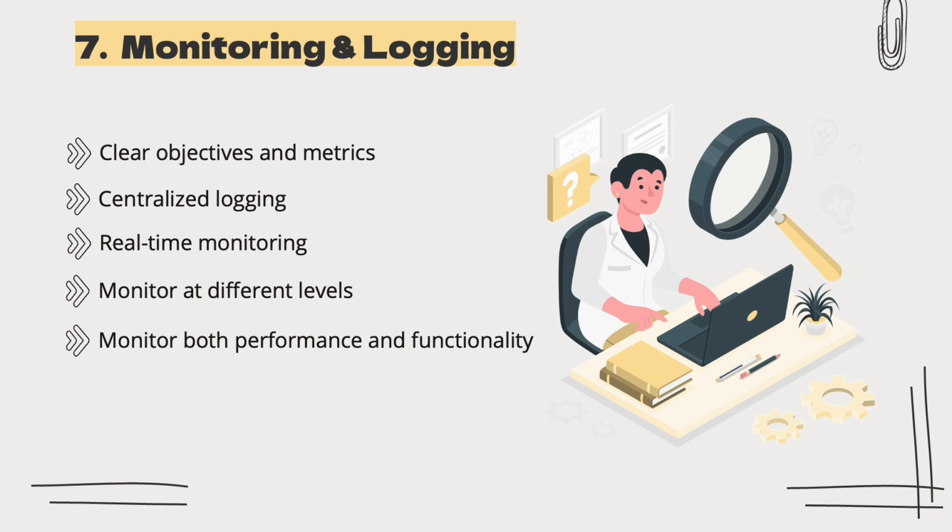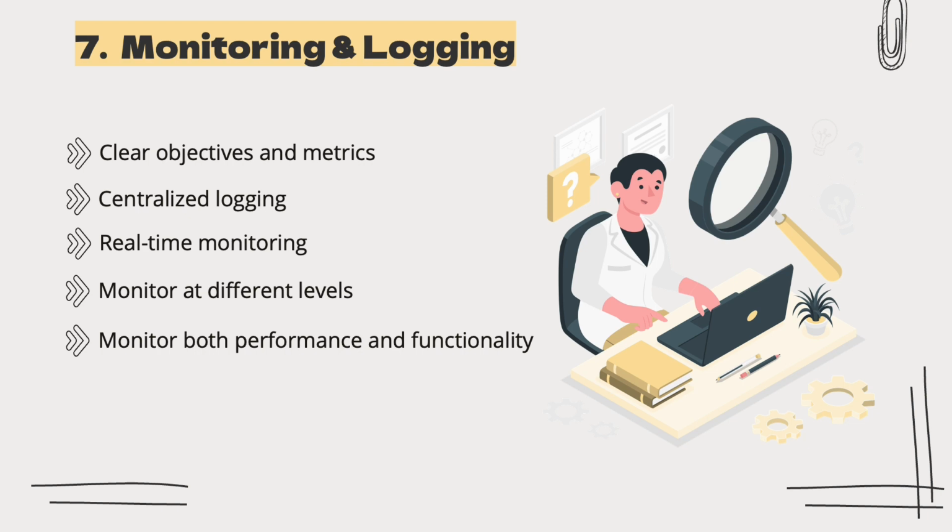The last best practice we will discuss is monitoring and logging. Monitoring involves the ongoing observation of key metrics and events in the software system, such as response time, error rates, and resource utilization. Whereas logging involves the recording of events and actions that occur within the software system. This includes error messages, system events, user actions, and other important information.